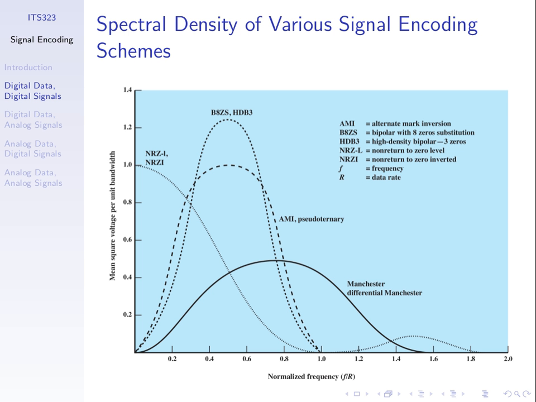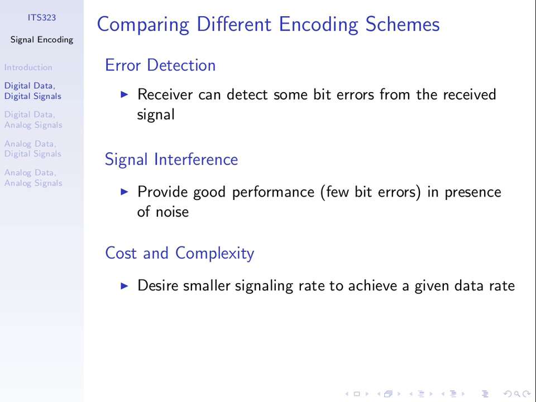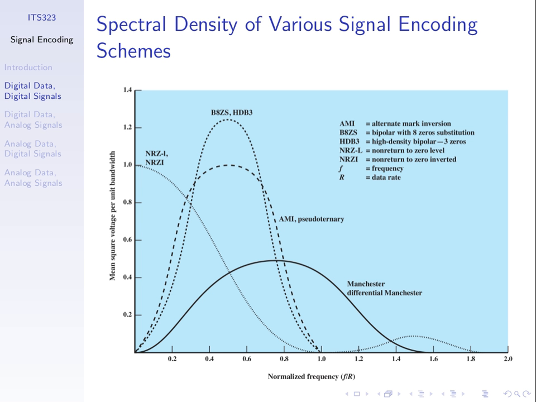Non-return to zero normally requires high bandwidth as well. So the amount of bandwidth required for these signalling schemes differs. We want a scheme that minimises the use of bandwidth, and in fact concentrates the power in the middle of the bandwidth, similar to what these two do. You see that most of the power, if we go up, is concentrated in the middle, whereas here it's spread out with Manchester and differential Manchester. So there are trade-offs there in terms of the bandwidth used by the signalling schemes.